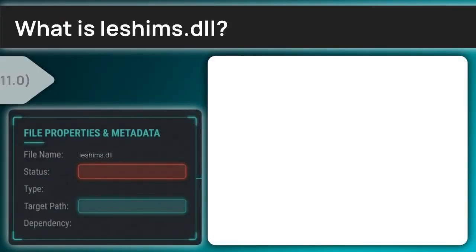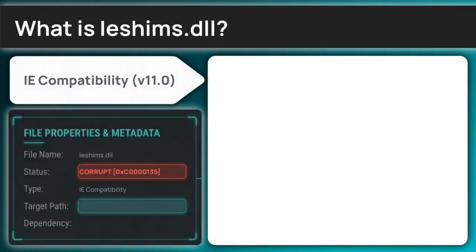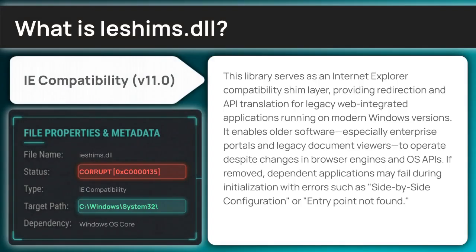This is the Internet Explorer Compatibility Ieshims. This library serves as an Internet Explorer Compatibility shim layer, providing redirection and API translation for legacy web-integrated applications running on modern Windows versions. It enables older software, especially enterprise portals and legacy document viewers, to operate despite changes in browser engines and OS APIs. If removed, dependent applications may fail during initialization, with errors such as side-by-side configuration or entry point not found.